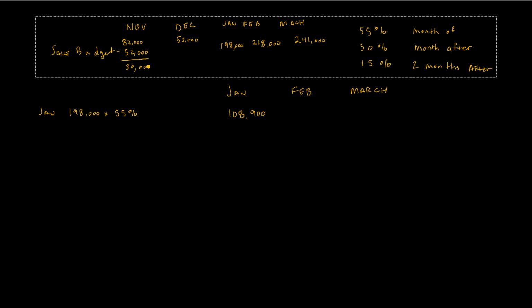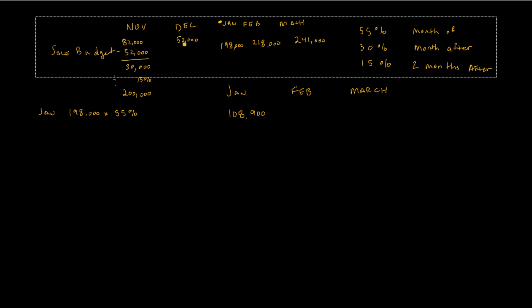We need to figure out what the sales are. Well, in order to do that, we need to think, where are we? We're right here in January. January is 2 months from November, right? So if we divide by 15%, we see that our sales figure for November is $200,000. We can do the same thing with December.